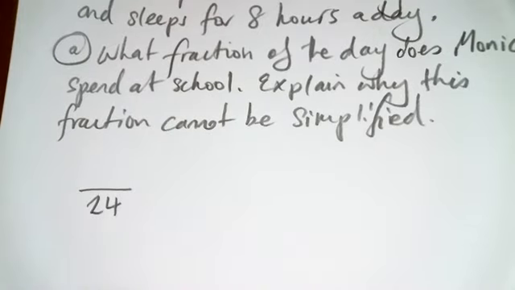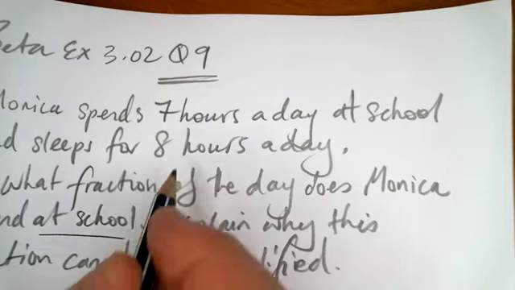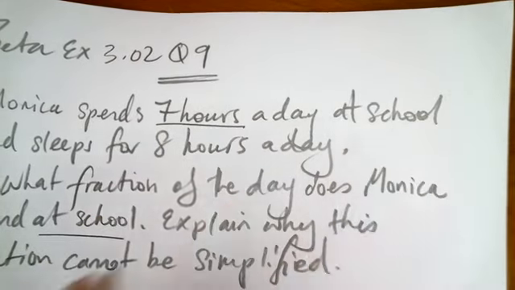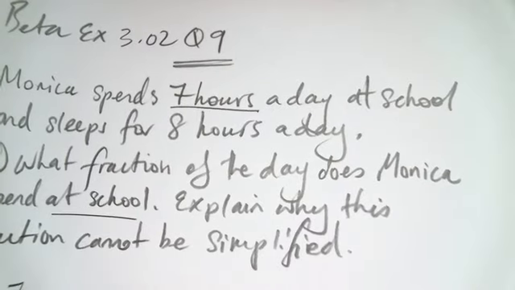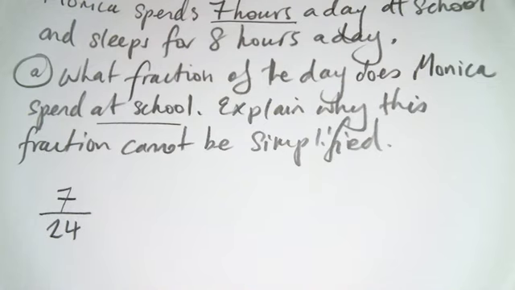And Monica spends 7 hours at school. So 7 over 24, 7 out of 24, is the fraction of the day she spends at school. Now, why can't this be simplified?